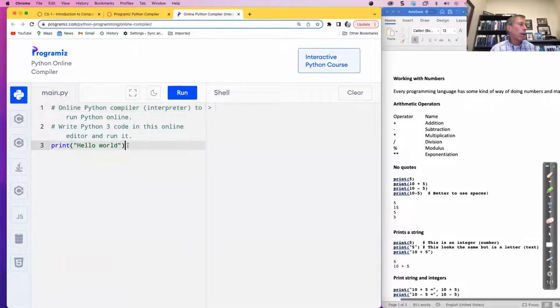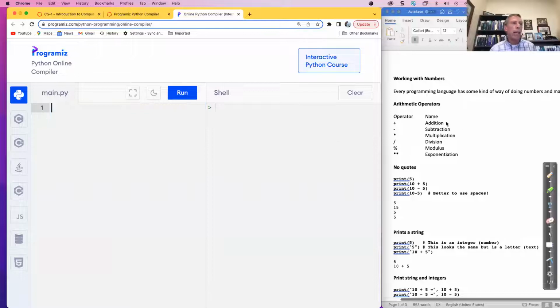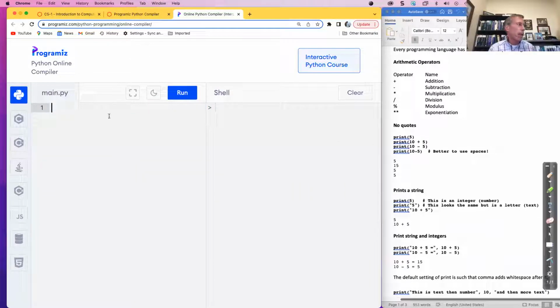Last week we started talking about the print function and printing text. Today we're going to look at working with numbers. So let me show you here.